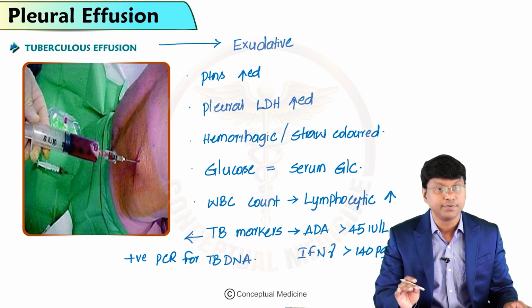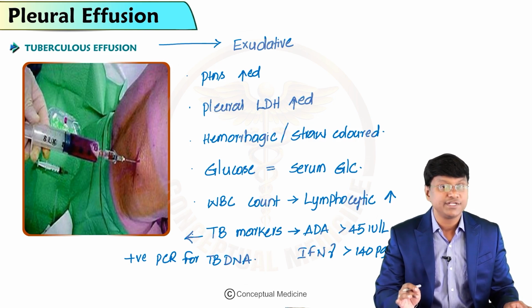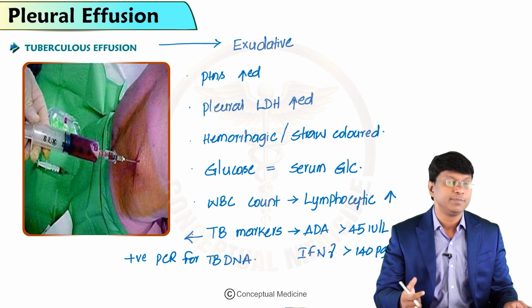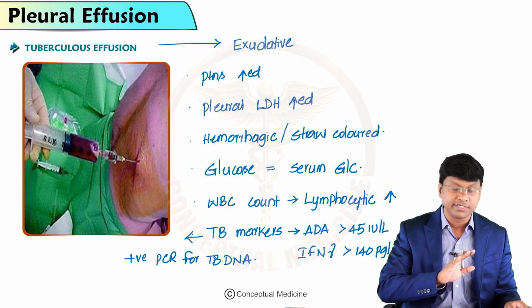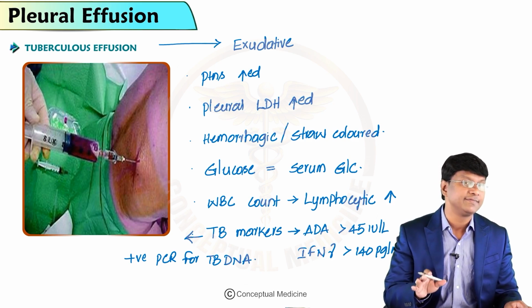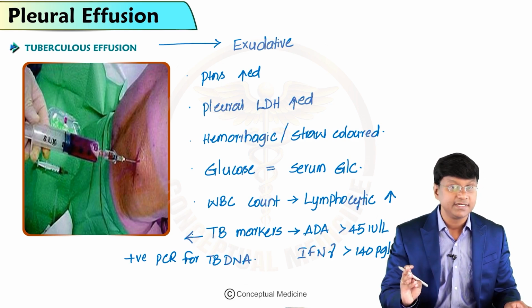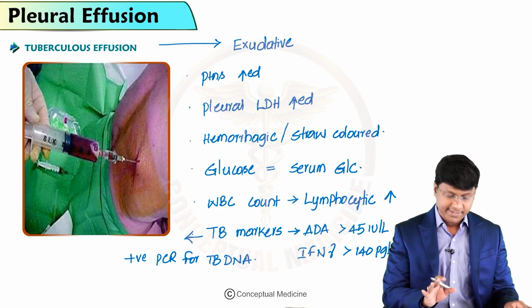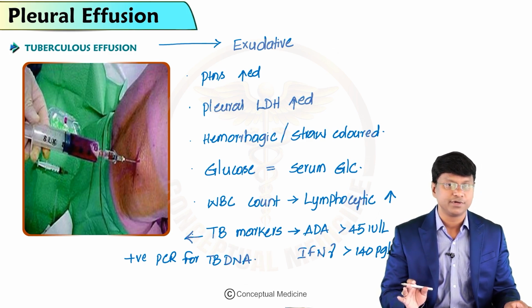Proteins are increased. The pleural fluid LDH is increased. Hemorrhagic pleural effusion will be there. The pleural fluid glucose will be equal to that of serum glucose. WBC count is lymphocytic predominant, and you have high levels of the TB markers. ADA level is increased, interferon gamma is increased, and positive PCR for tubercular DNA. These are the features of the tuberculous pleural effusion.